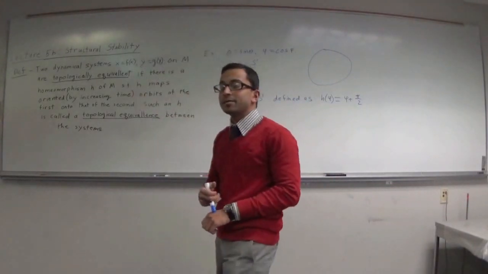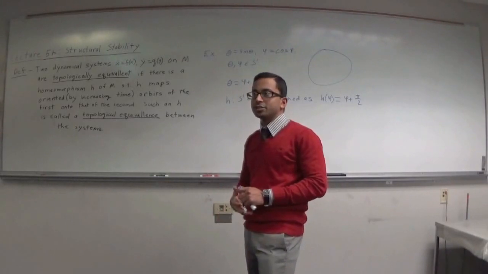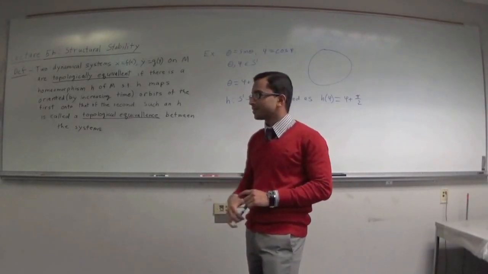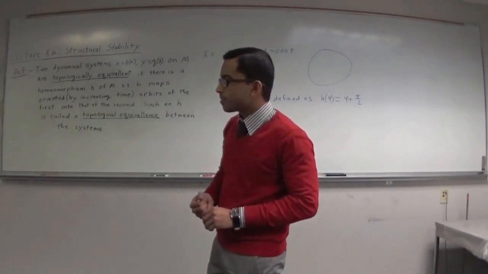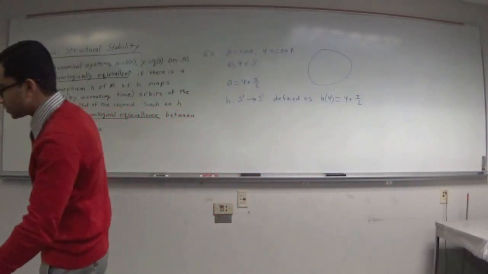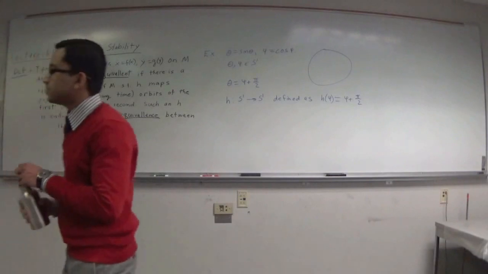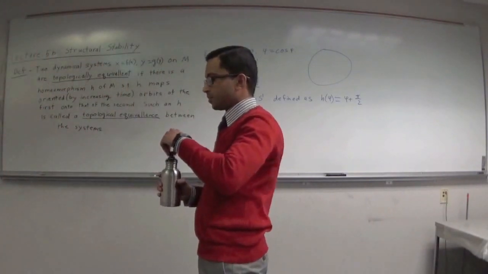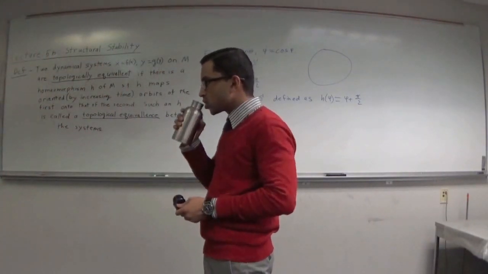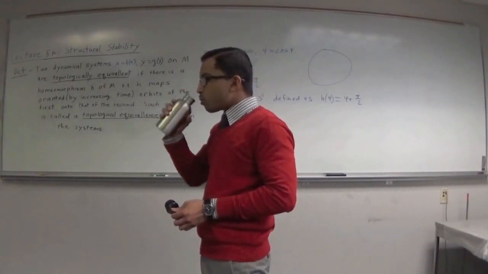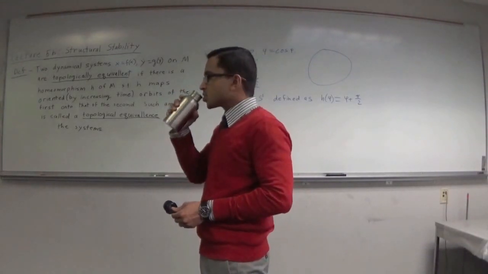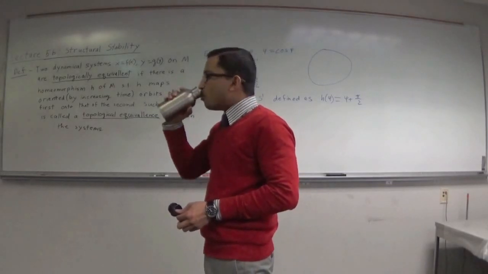Any questions about that before we go on to our big definition? Just sort of a question and an answer combined. To be topologically equivalent means that the dynamics, the orbit structure, looks the same. It's maybe deformed in some way, but looks the same. And you can see it from just plotting the dynamics of these two systems.